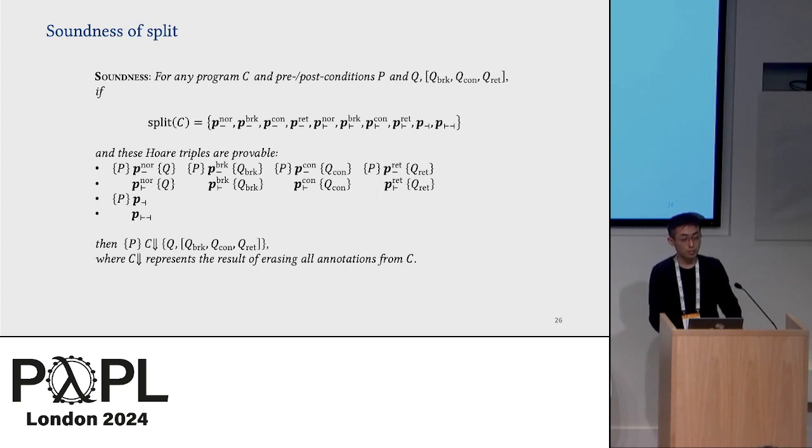So with this implementation of split, we prove that the split function is sound. Here's the soundness theorem, which basically means the split straight-line Hoare triples can imply the original Hoare triple. This theorem is proved by induction over the annotated syntax tree. We'll show the main idea of the proof in the following slides.